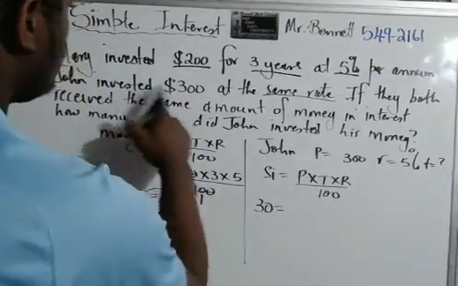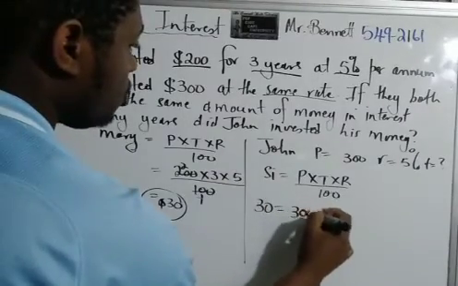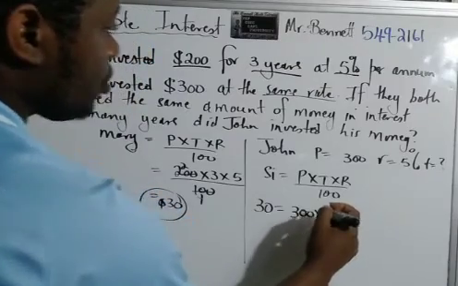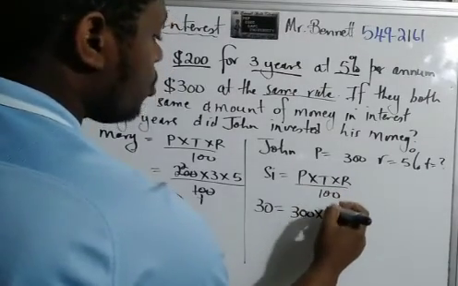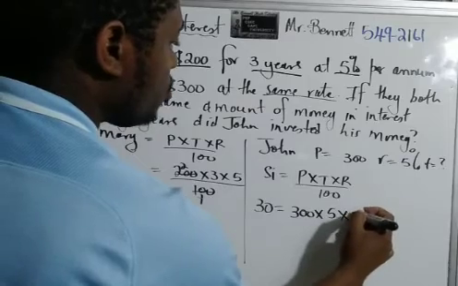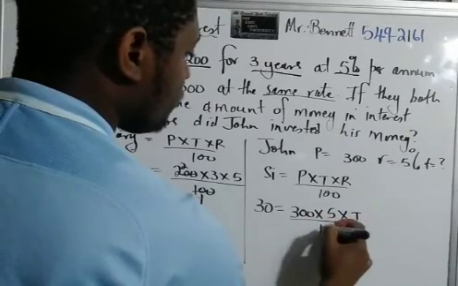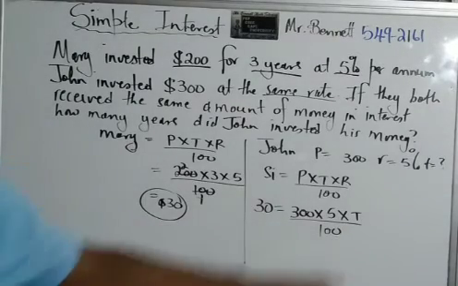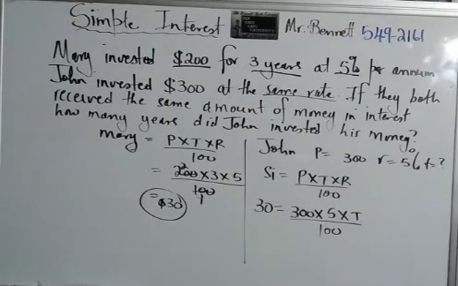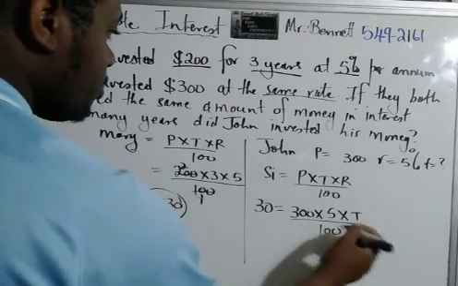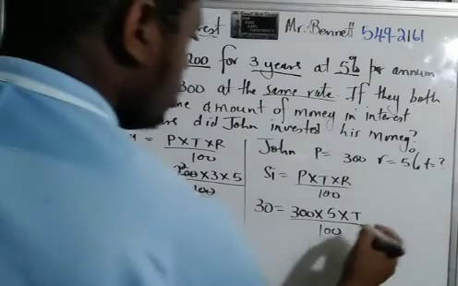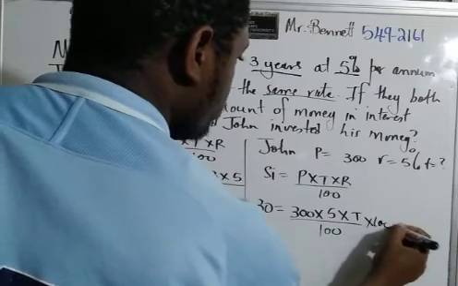The principal was $300, because John invested $300. The time, well, we don't know the time. The rate was 5%. We can just use T to represent time. So there we have it, guys. We only have one unknown, and it's time. What we can do is transpose, and I did that in the previous video. This is divided by 100, so we have to do the opposite and multiply by 100 right here.